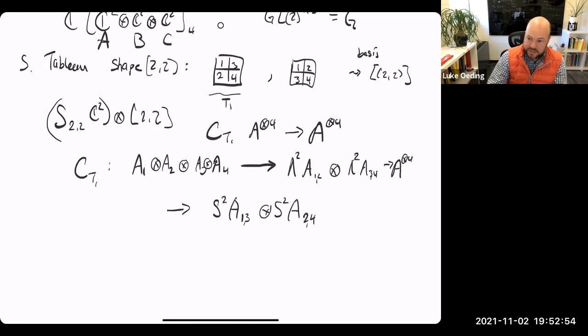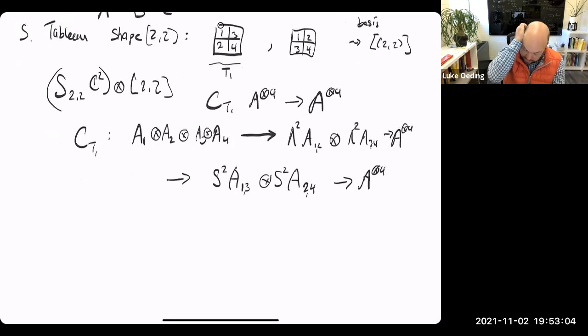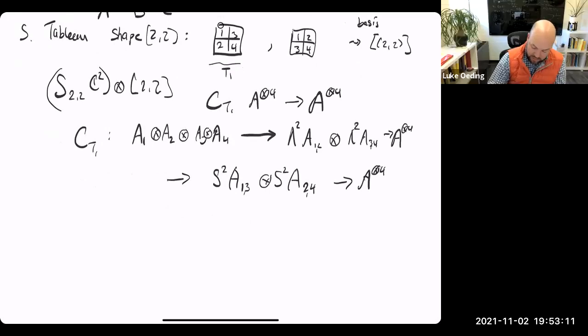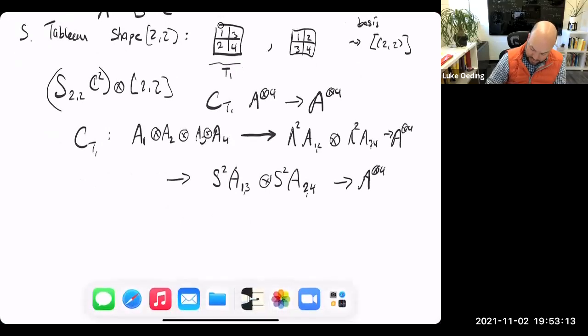Okay, so the lower indices tell me which vector spaces I am really symmetrizing or skew symmetrizing, and then I map this back to A tensor to the 4th. So that's what this Young symmetrizer does, just for one factor. Okay, but I need to do this on all factors, and so now let me show this picture.